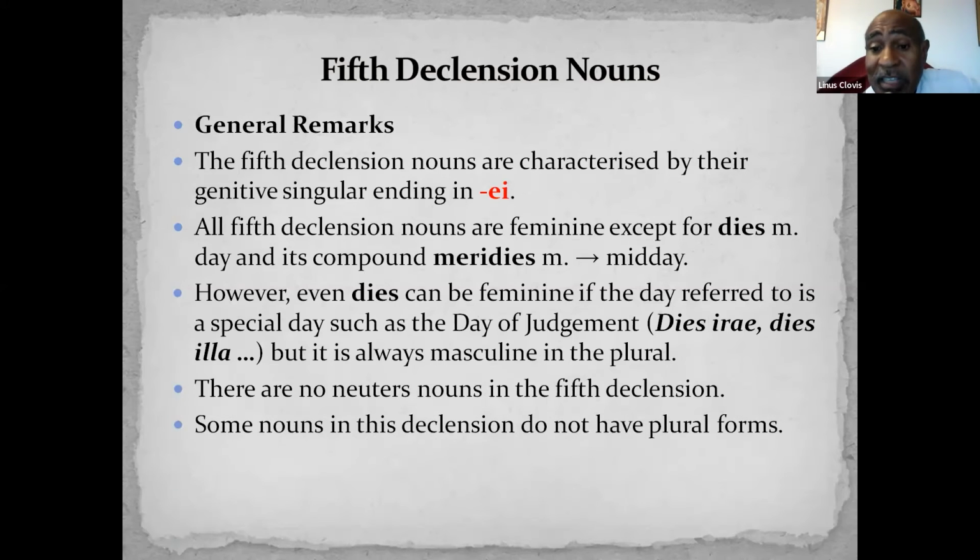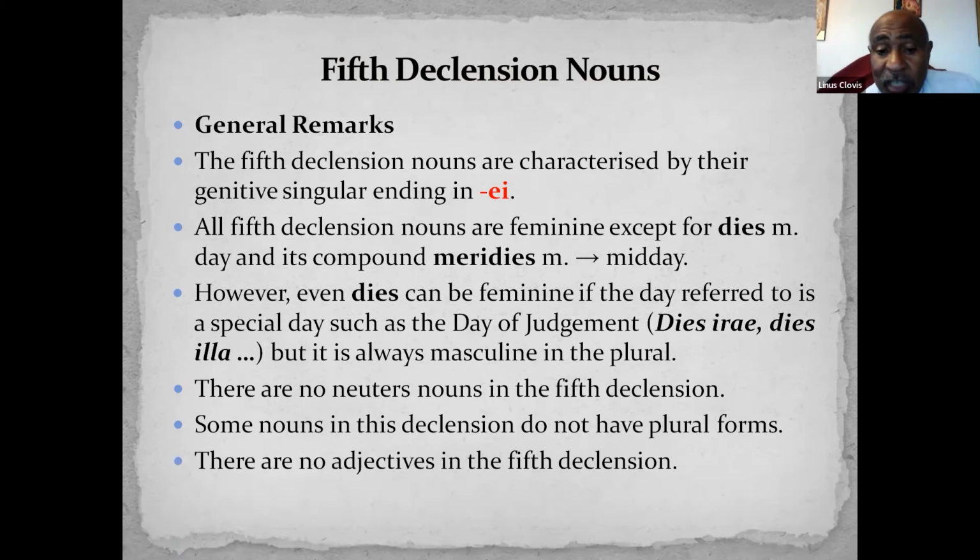Some nouns in this declension do not have plural forms. Okay, well, that's no problem, because in English, the same thing happens. We have nouns with no plural forms. We have nouns with no singular forms. There are no adjectives in the fifth declension, so that's one less thing to worry about. So the adjectives are in the first, second, and third. We've done the first and second, so we just need to do the third. So those are general remarks.